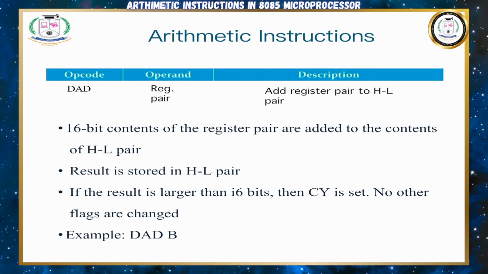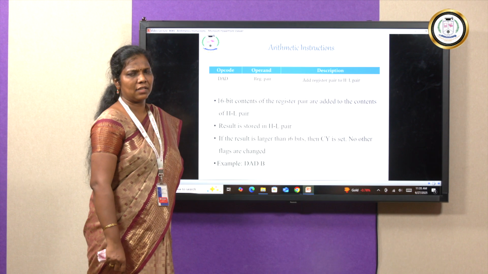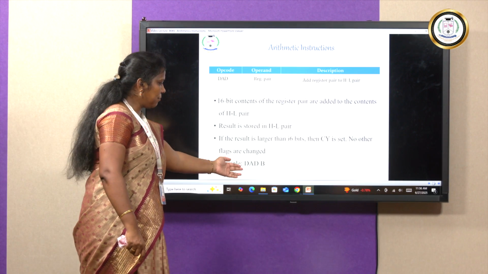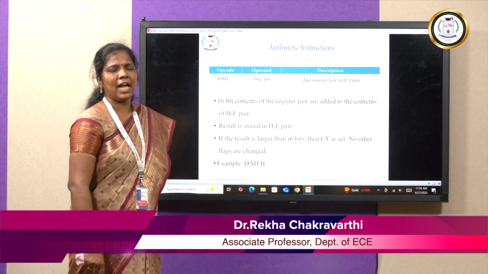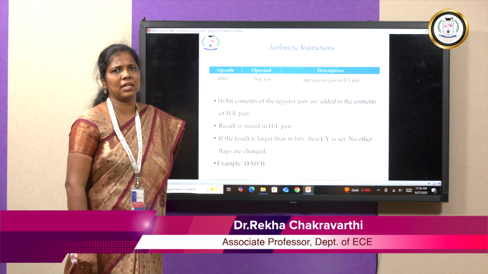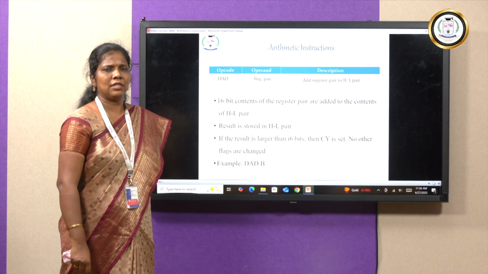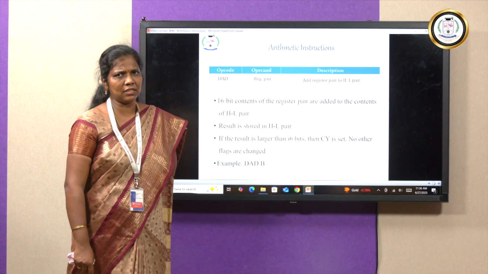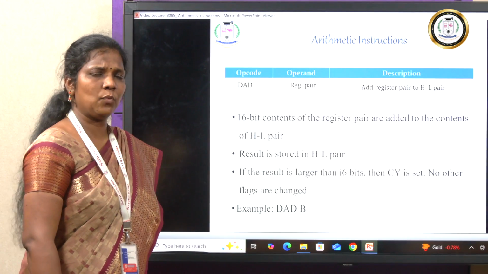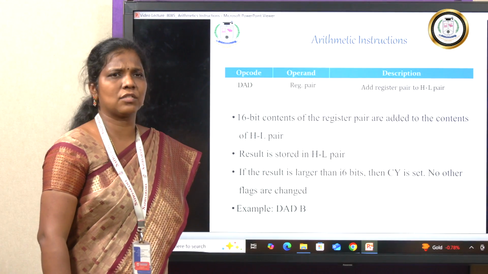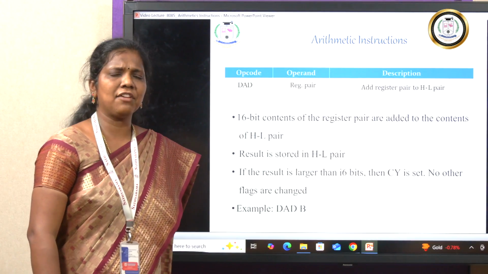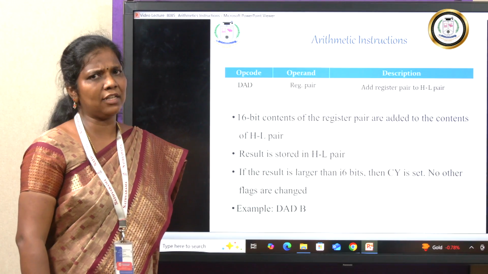Moving on to DAD register pair. When I say DAD, it is used for addition of 16-bit numbers here. So ADD B, DAD B differs. ADD B, when I say it adds the 8-bit data here. When I say DAD B, it adds the 16-bit data. The BC register pair holds the content. That data has been added with HL pair, and the result is stored. Here again the carry flag will be altered. It will be either set or reset.